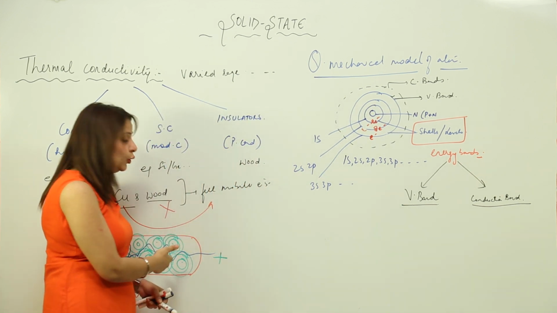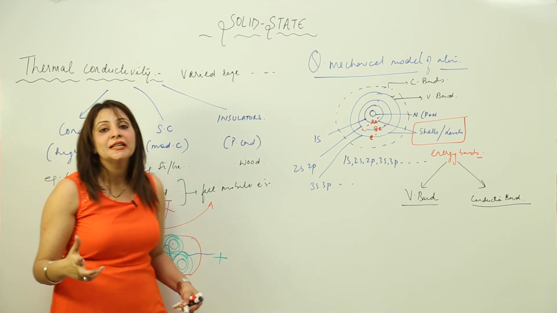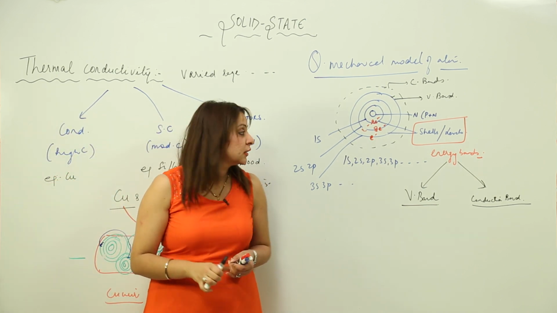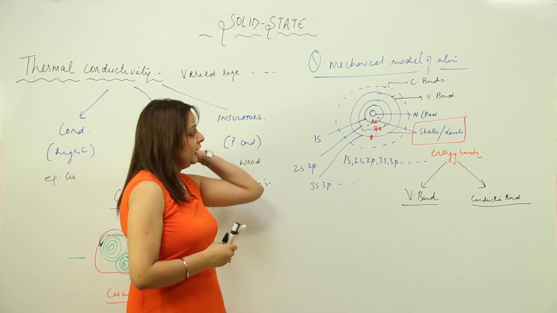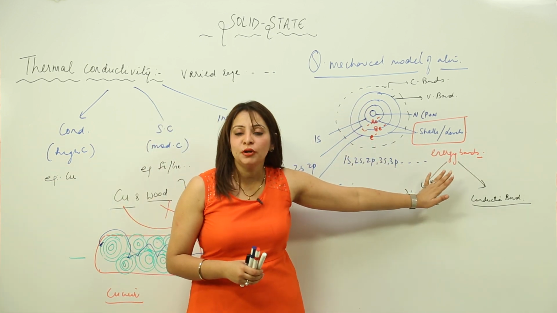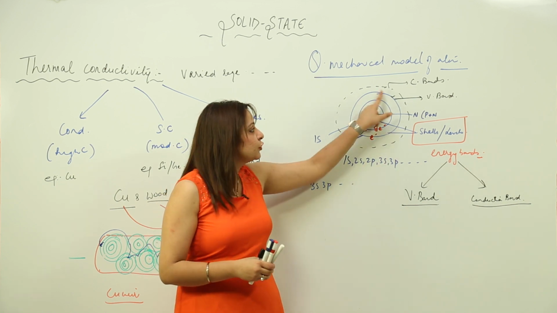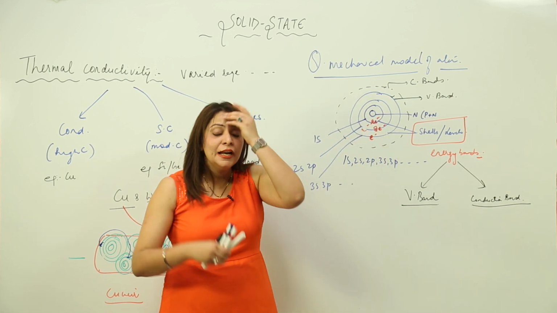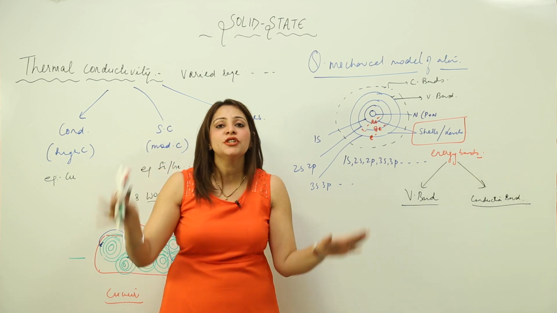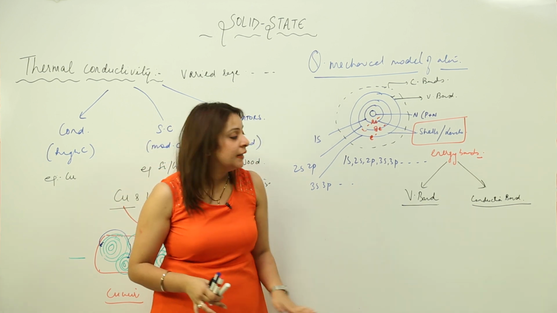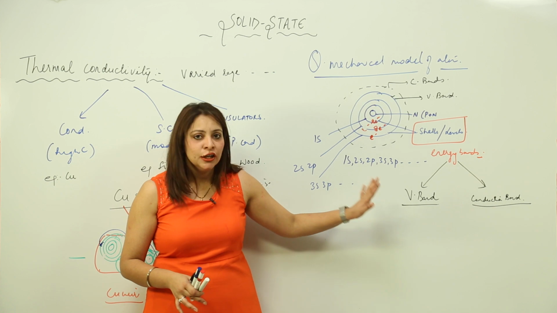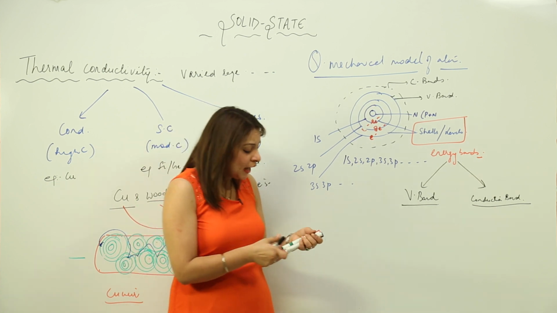Once you are clear with the bands, only then will you get to know the reason why some substances are conductors and some are insulators. Again, listen carefully. Shells are called energy bands because they possess a definite amount of energy. The valence band is the one in which the last electron is present, and the virtual shells surrounding the valence band are the conduction band. So this is clear.